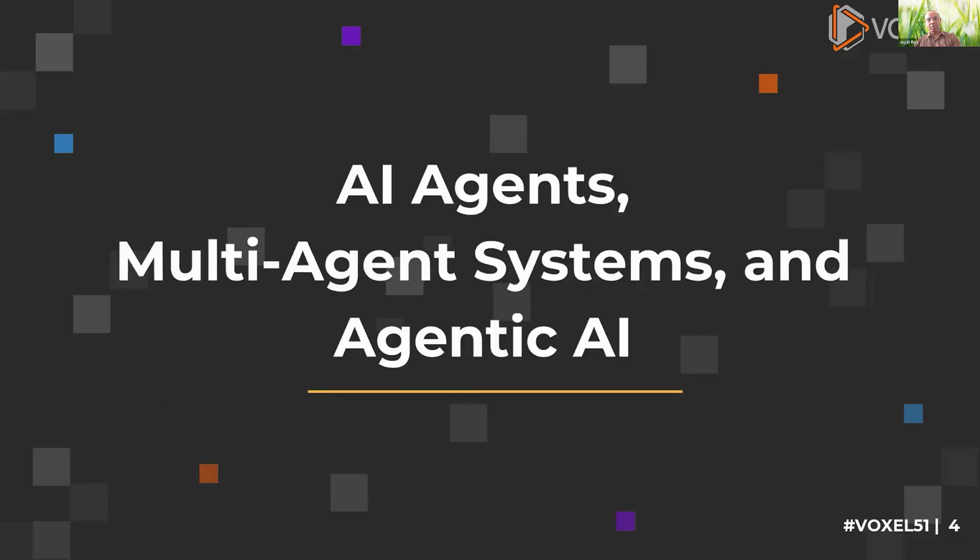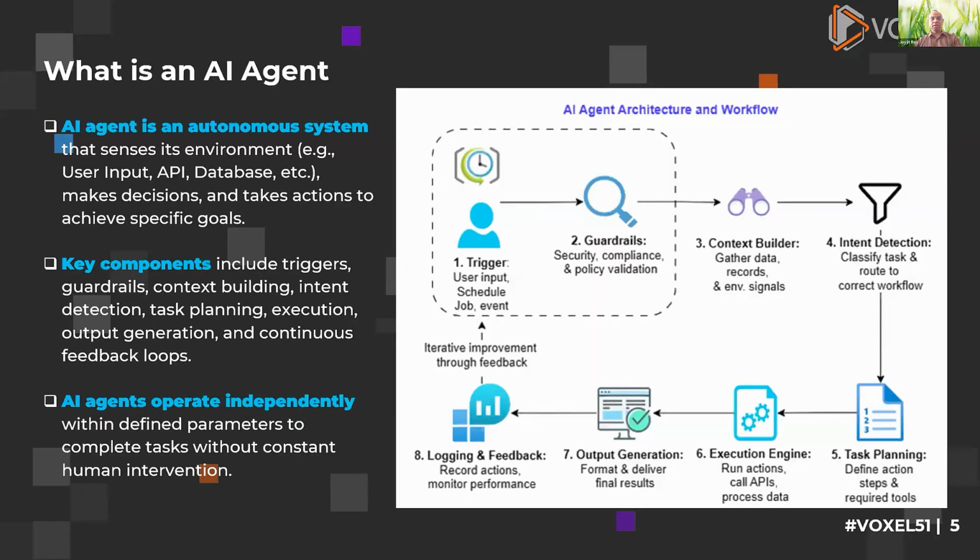So first, we'll talk about AI agents, multi-agent systems, and Agentic AI. Let's start with AI agents. So what is an AI agent? It is actually a workflow. It is definitely an autonomous system, but it's actually not an agentic system, which is able to adapt the course of action while executing.